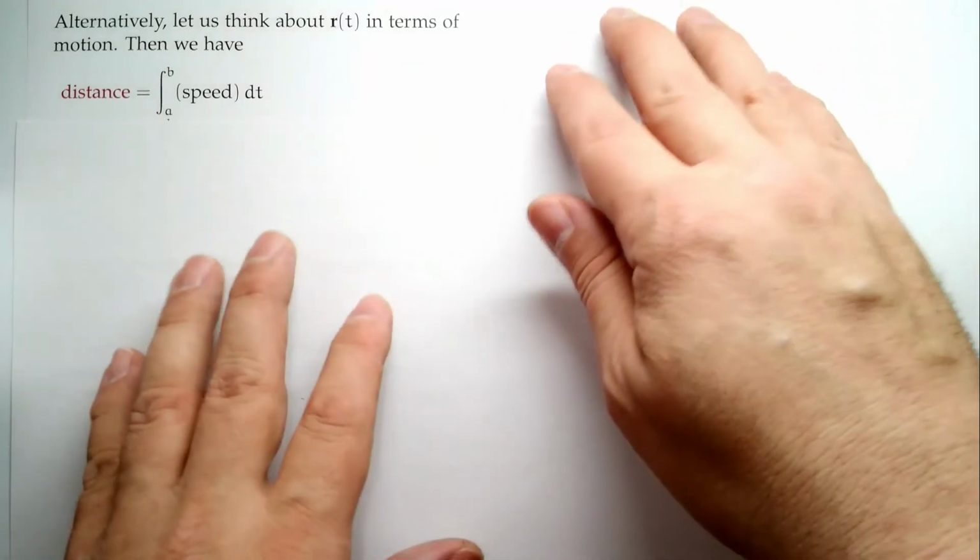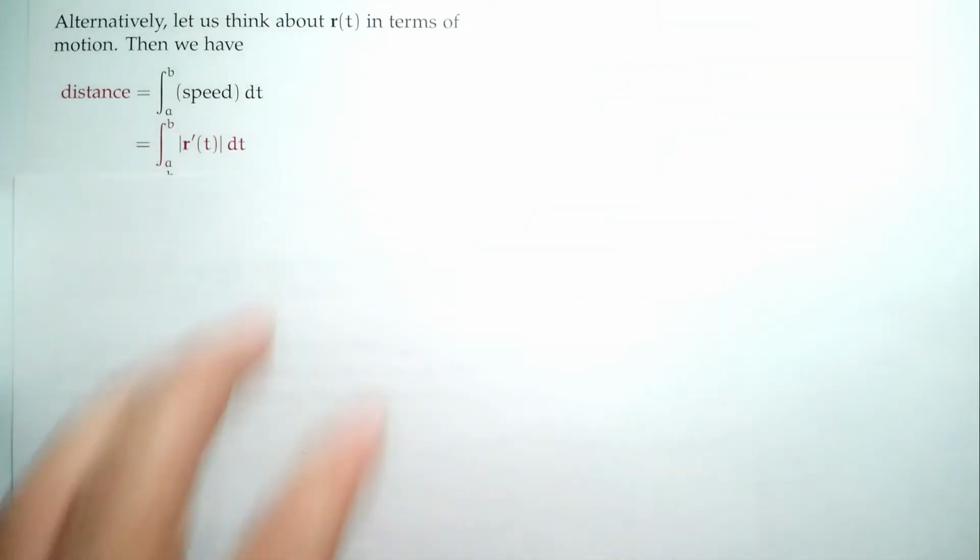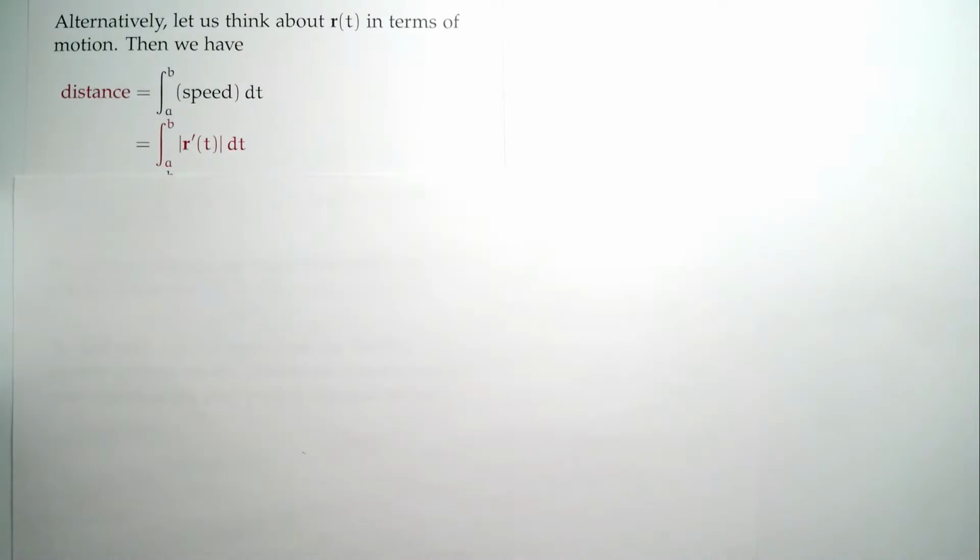Now, what do we know is equal to speed? Magnitude of velocity, right? So we can say, if I want to find distance, I integrate from a to b the magnitude of velocity. Because velocity is a vector, and it has two parts, direction and magnitude. And the magnitude is what we call speed.